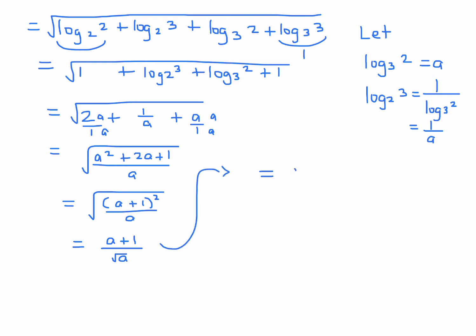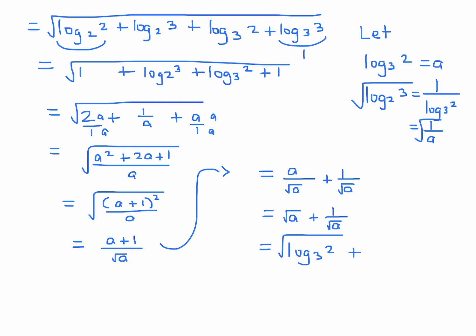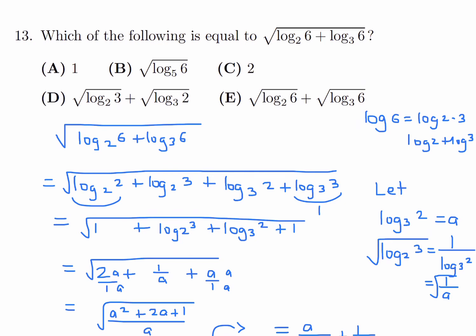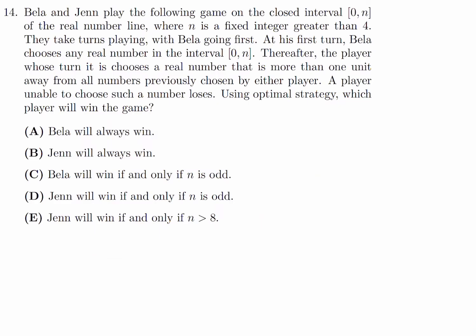So this, if we break it up, a over root a and then plus 1 over root a, like this, a over root a is just root a and then plus 1 over root a. So root a, if I substitute back in, is the square root of the log of 2 to the base 3. And 1 over root a is the same as the square root of the log of 3 to the base 2. So the square root of the log of 2 to the base 3 plus the square root of the log of 3 to the base 2. And that is D for number 13.